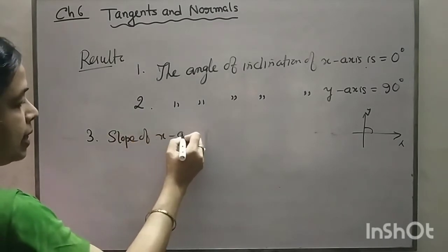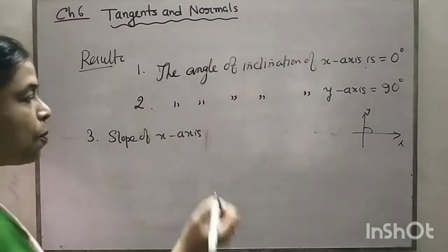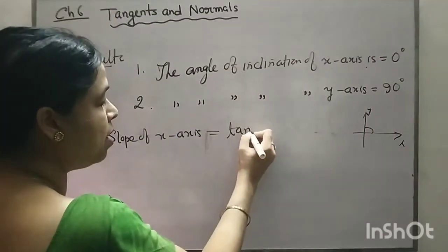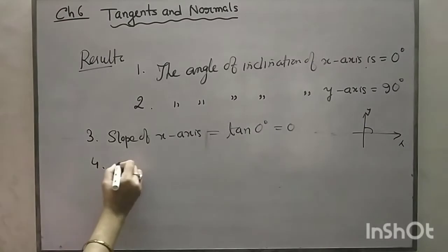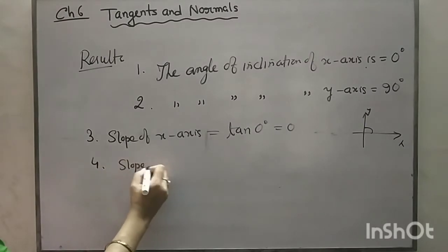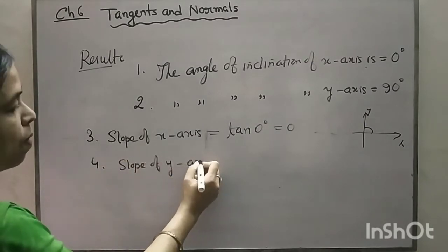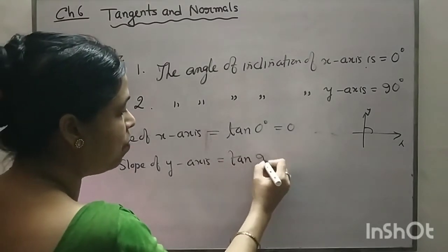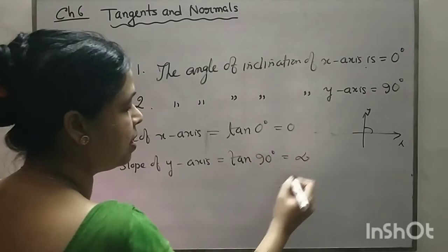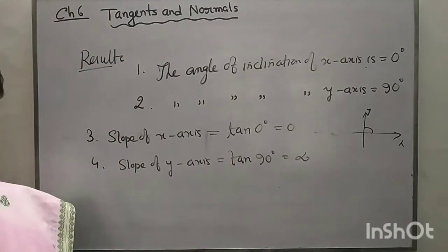Then we have to know the slope of x-axis. Slope of x-axis means tan of the angle of inclination 0 degree, and tan 0 is 0. In a similar way, what is the slope of y-axis? Hope you remember all these things from class 11. Tan of 90 degree is undefined, that is denoted by infinity.